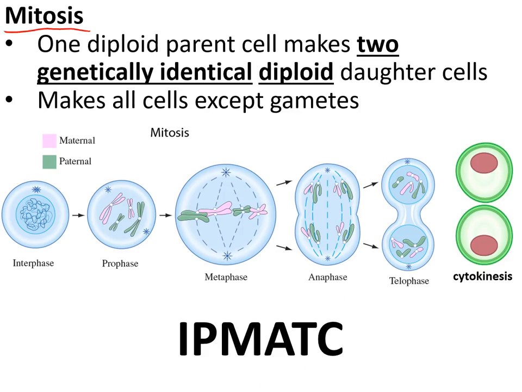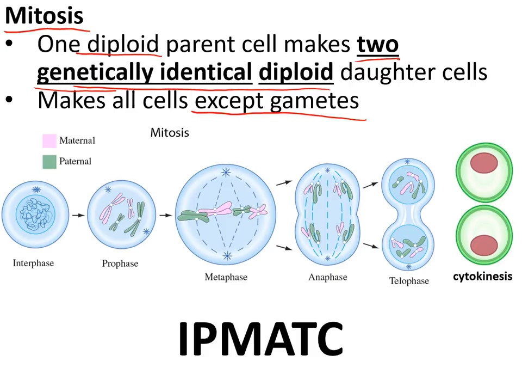Mitosis is the process of cell division that is used to make diploid cells. So nearly every cell in your body is made by mitosis, except for your gametes. So in mitosis, one diploid parent cell makes two genetically identical daughter cells. And we need to understand the different stages of this process.